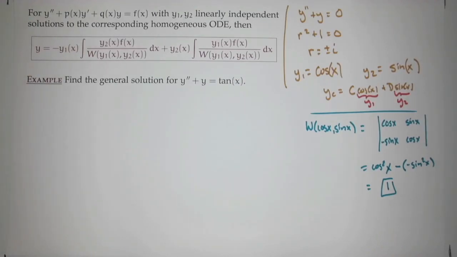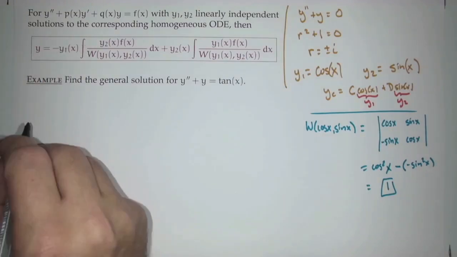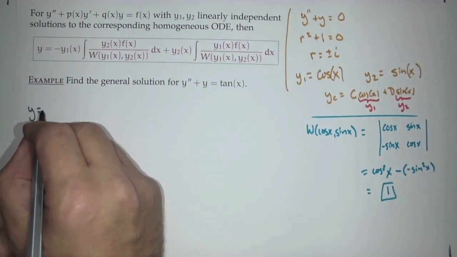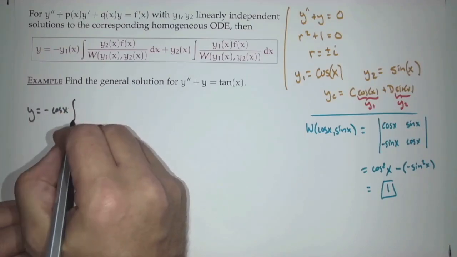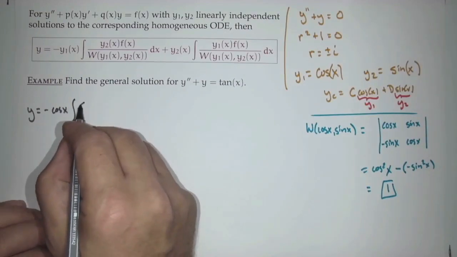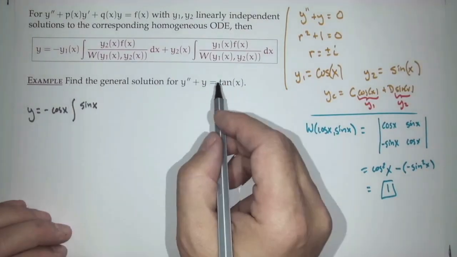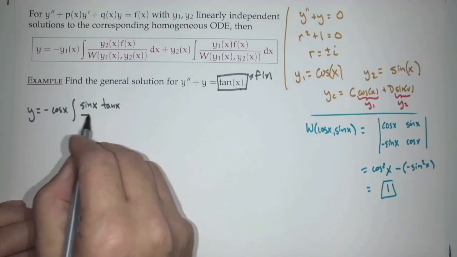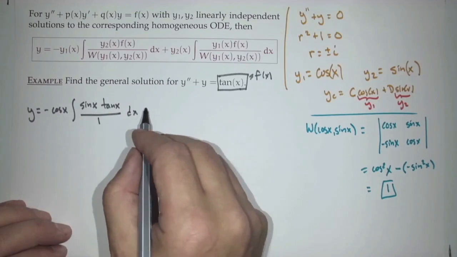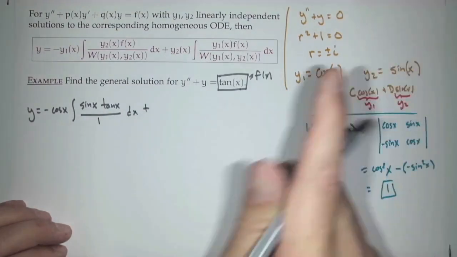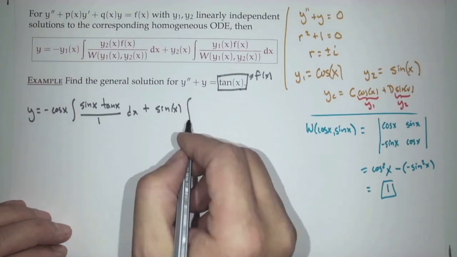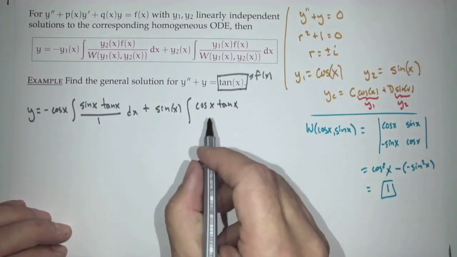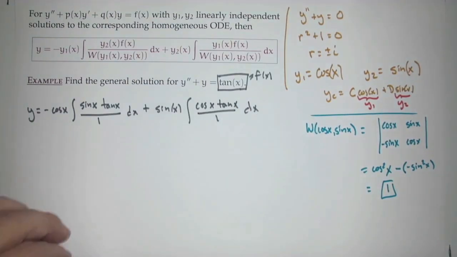All right, well, now we're ready to begin. And we'll just follow the formula. So we're told that y is equal to minus y1. Okay, so that's minus cosine of x, integral y2, that's sine of x, times f of x, and of course f of x is this tangent of x, so times tangent of x divided by the Wronskian, which is 1, plus y2, that's sine of x, integral y1, cosine of x, times tangent of x, which is our f of x, divided by the Wronskian, dx. Okay.